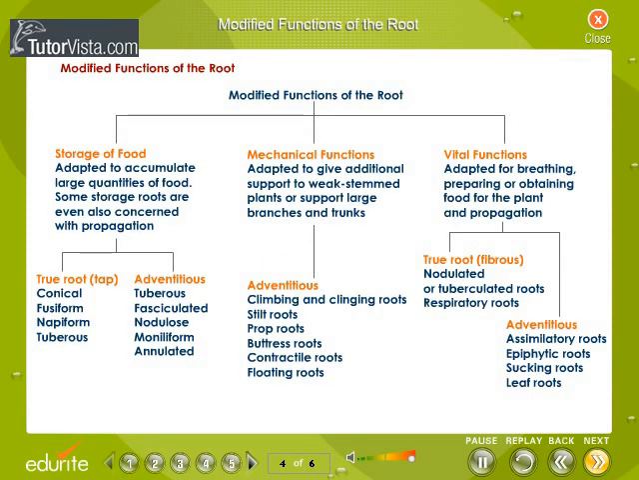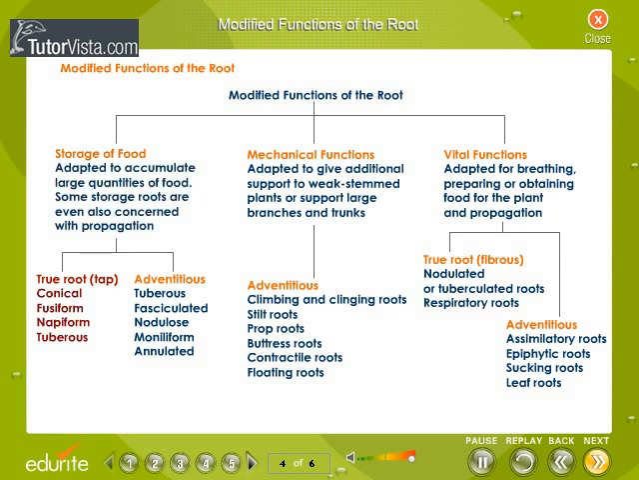Modified functions of the root. Roots show functions such as storage of food, mechanical functions, and vital functions. Storage of food. True root and adventitious roots show the function of storage of food. Storage of food is adapted to accumulate large quantities of food. Some storage roots are even concerned with propagation.